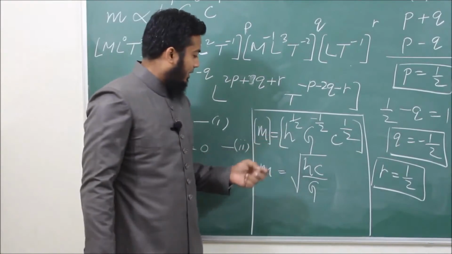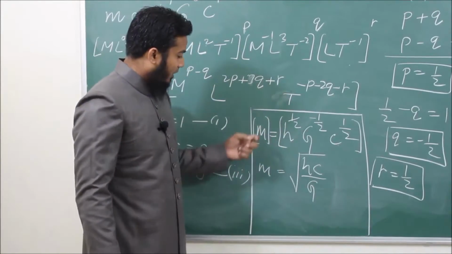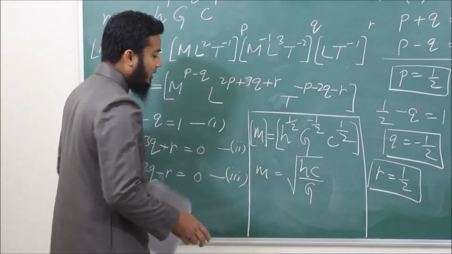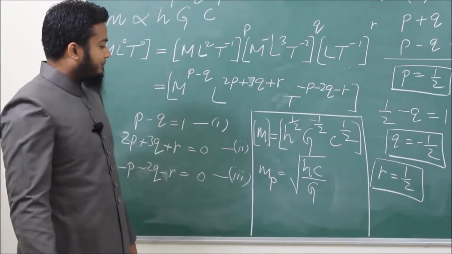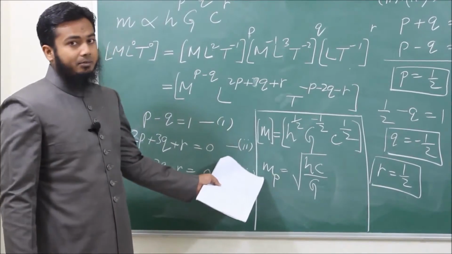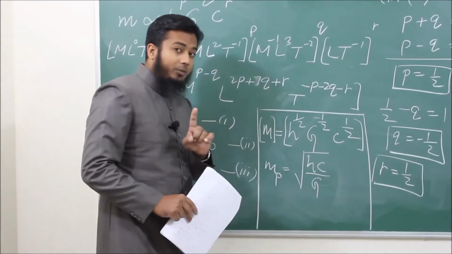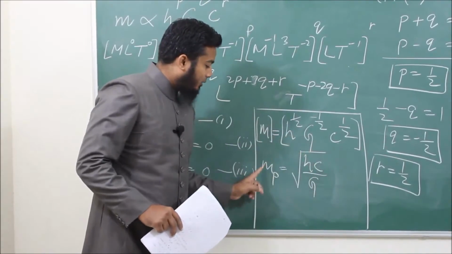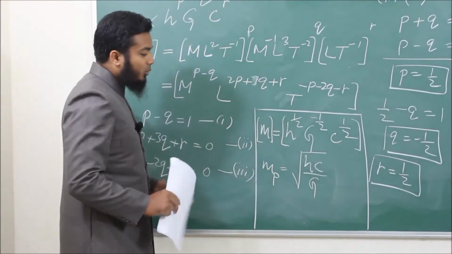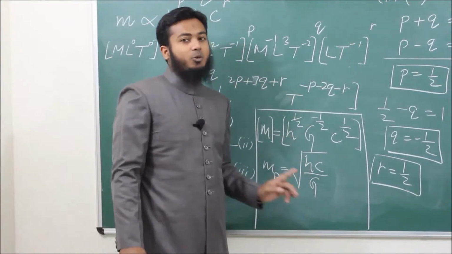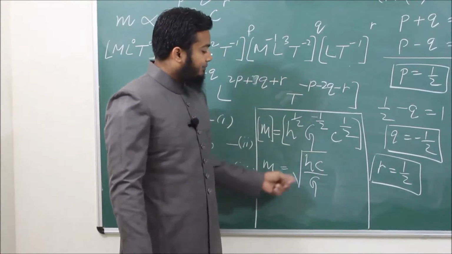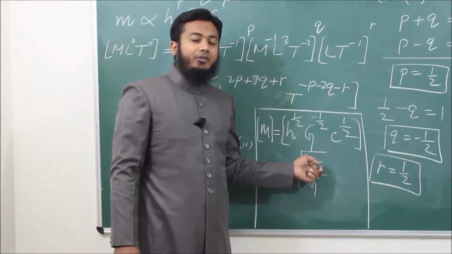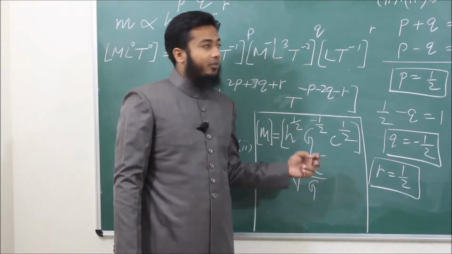If I take 1 unit mass here, I call it m_P. Let's call it m_P, P for Planck's. So let's call this the Planck mass. So how much will 1 unit Planck mass be in this system? You can put the value of h, which is 6.6 into 10 raised to the power minus 34 joule second, and the value of c in vacuum is 3 into 10 raised to the power 8.